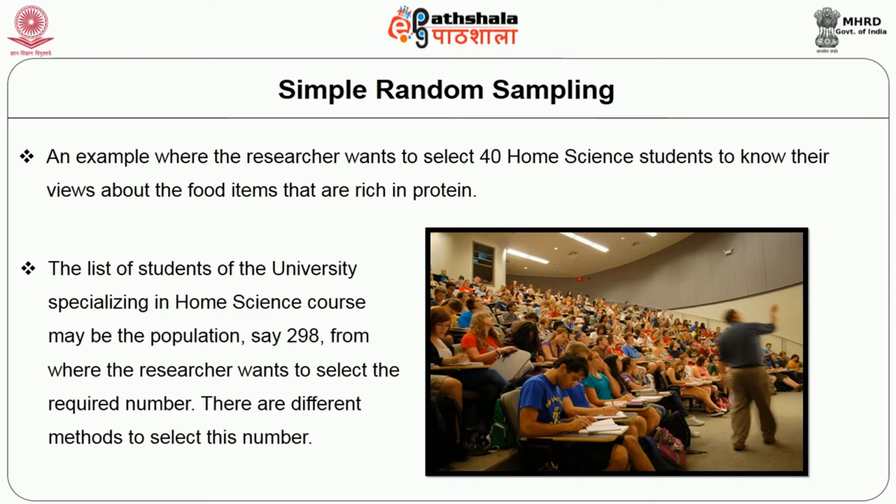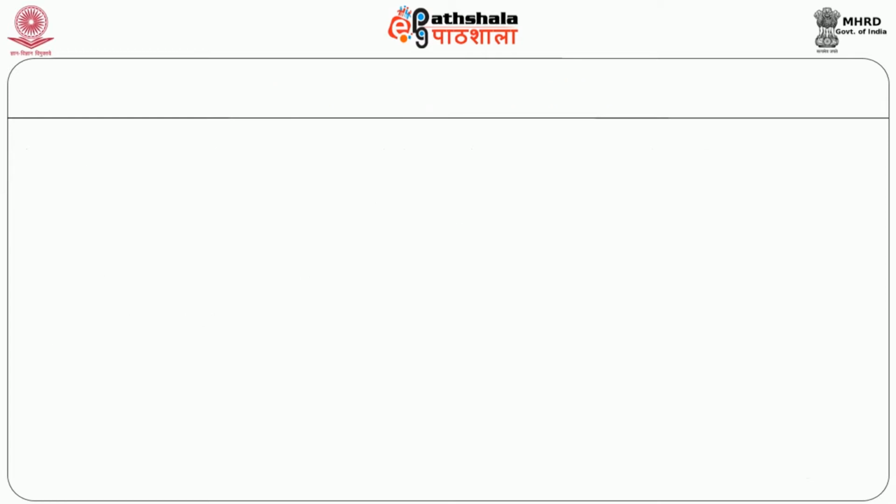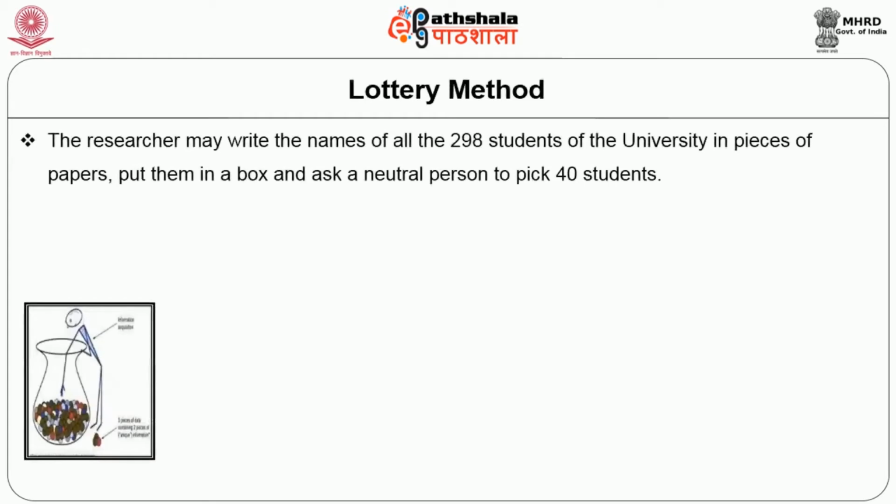The list of students of the university specializing in a home science course may be the population, say 298, from where the researcher wants to select the required number. There are different methods to select this number. In the lottery method, the researcher may write the names of all the 298 students of the university on pieces of paper, put them in a box and ask a neutral person to pick 40 students.